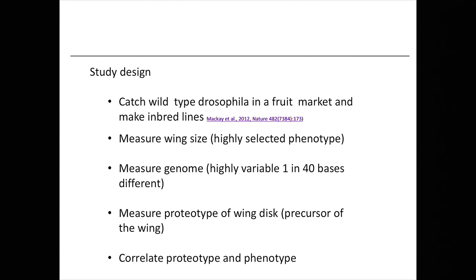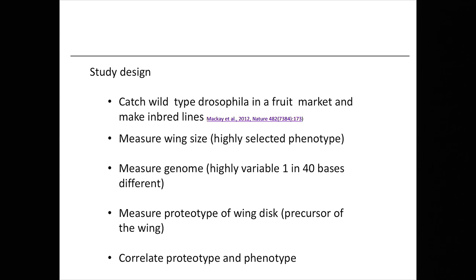The study was the following. A person, Trudy Mackay, caught wild-type Drosophila in a fruit market and made inbred lines. So these are flies, Drosophila melanogaster, little fruit flies. They always appear when there is some food, fruit around, and she caught them and then she made lines.